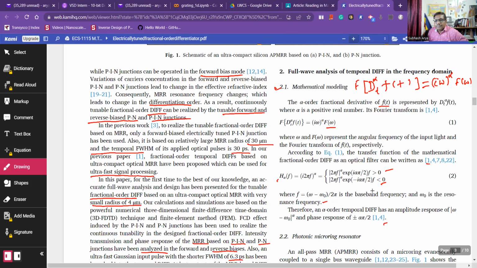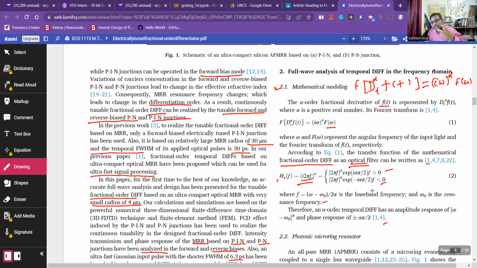So this i omega can be further written as the transfer function of the mathematical fractional order differentiator. So F of omega is simply straightforward. However, there is an extra term that is called (i omega) to the power alpha. And this is what we are giving the name fractional order differentiator. So according to this, the transfer function of the mathematical fractional order differentiator as an optical filter.